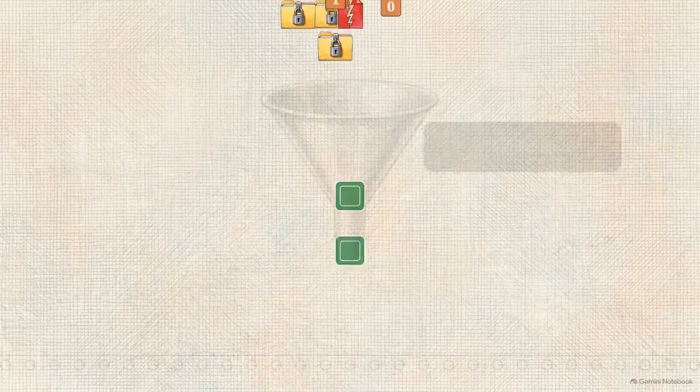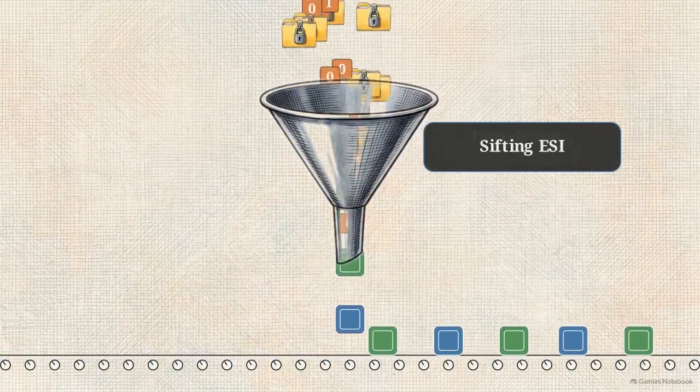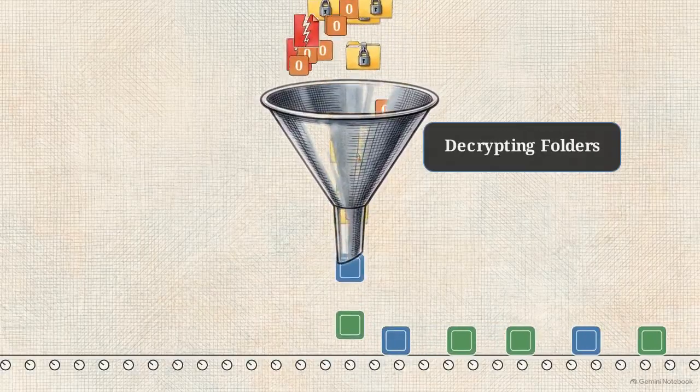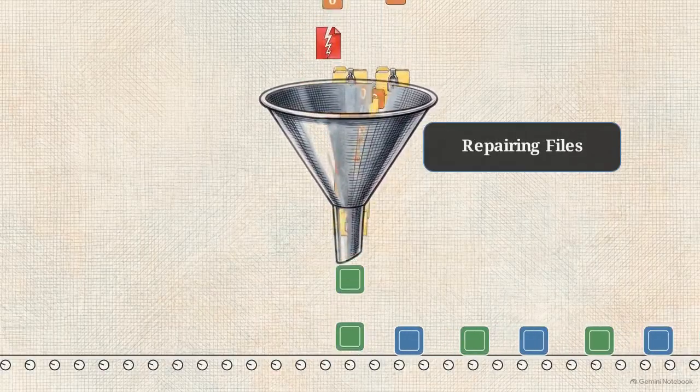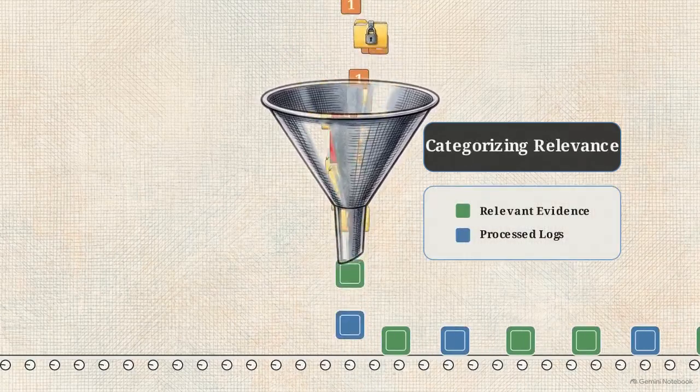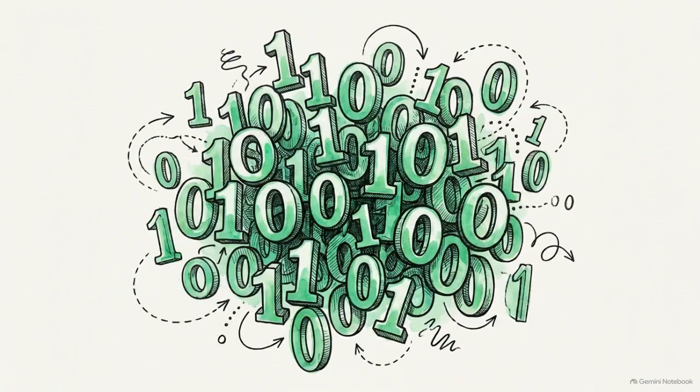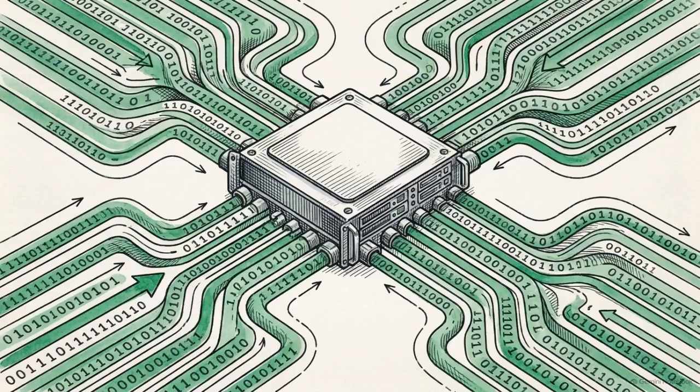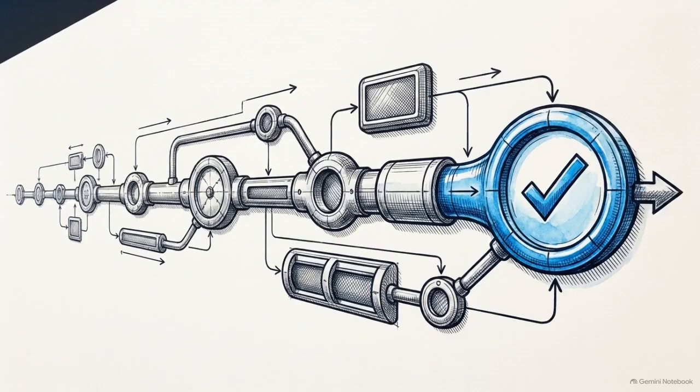This process often requires sifting through massive volumes of electronically stored information, decrypting locked folders, and repairing corrupted files to categorize the data based on its relevance. The analysis phase takes millions of scattered fragments of binary code and organizes them into a single narrative that identifies the root cause of the incident. The technical work concludes at the final node of the timeline, the post-investigation phase.